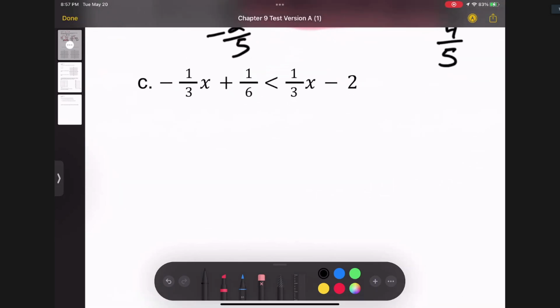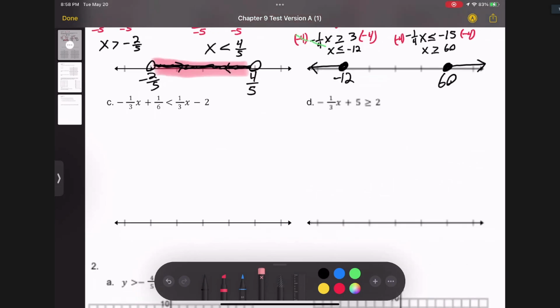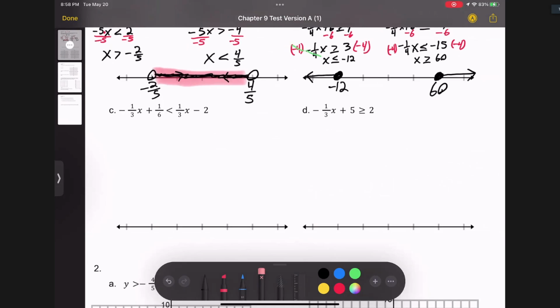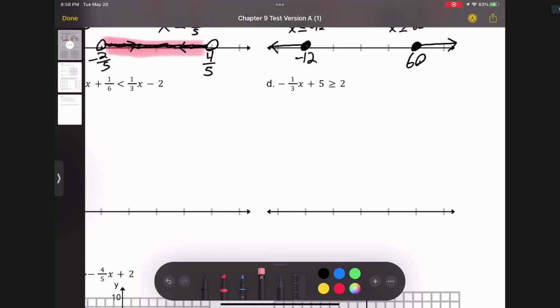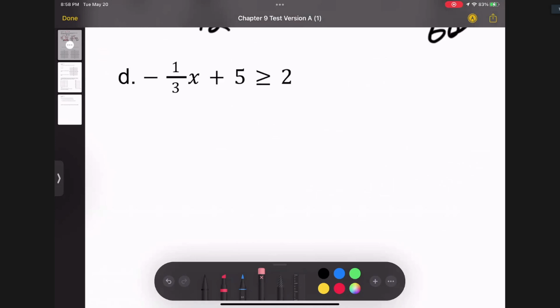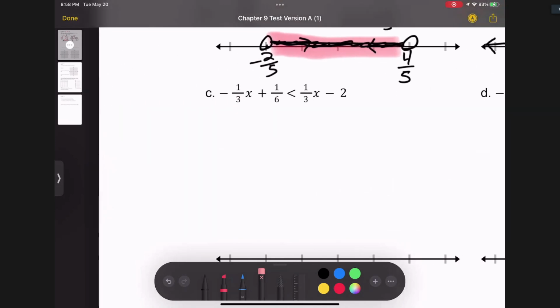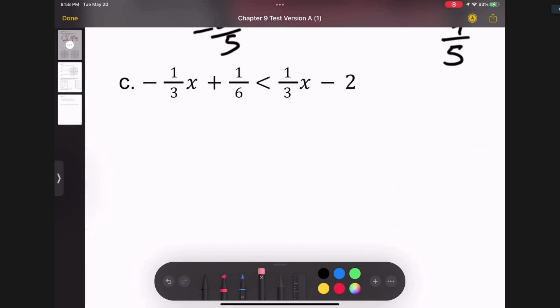Okay, next is letter C. Same goal. You want to get x by itself. There's no absolute values, so you do not need to do a split. You only do this split whenever there are absolute values. There are no absolute values right over here, so that means you do not need to do that. I saw students do this split for all of the problems, even though there were no absolute values whatsoever, especially in this problem, more so than the one over here. But in this case, we just need to get x by itself.